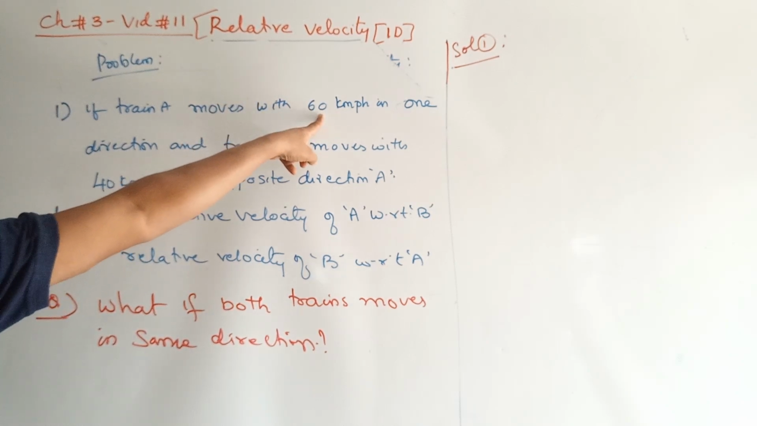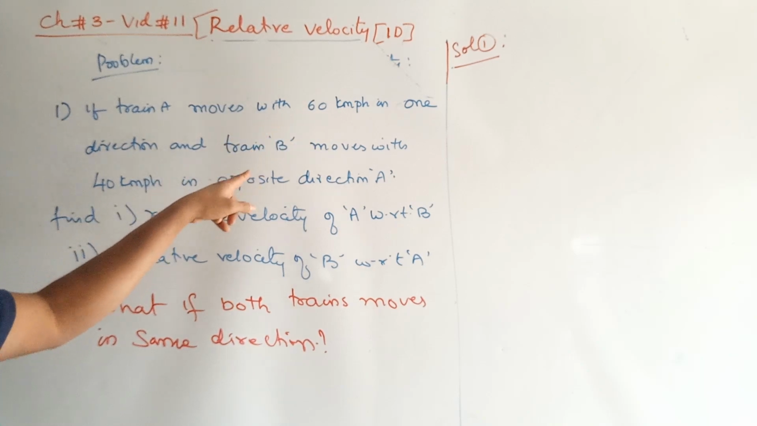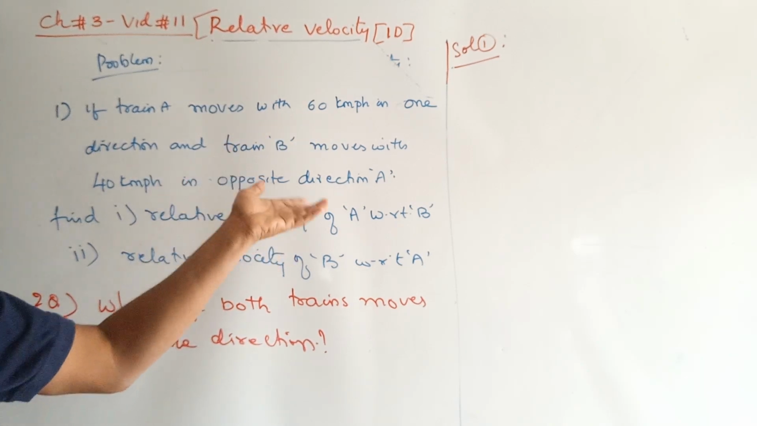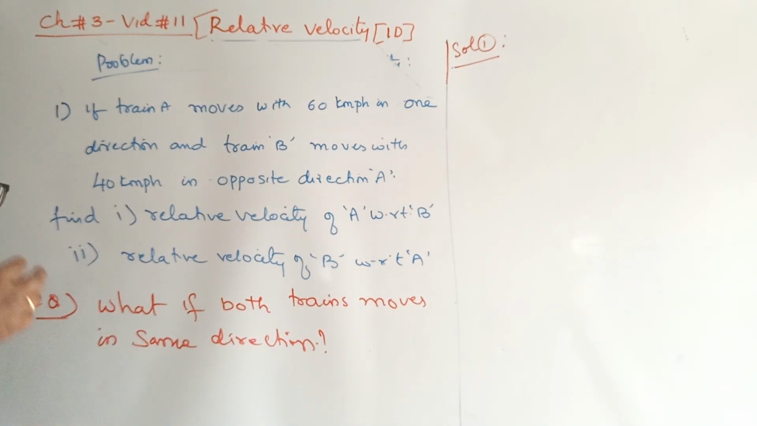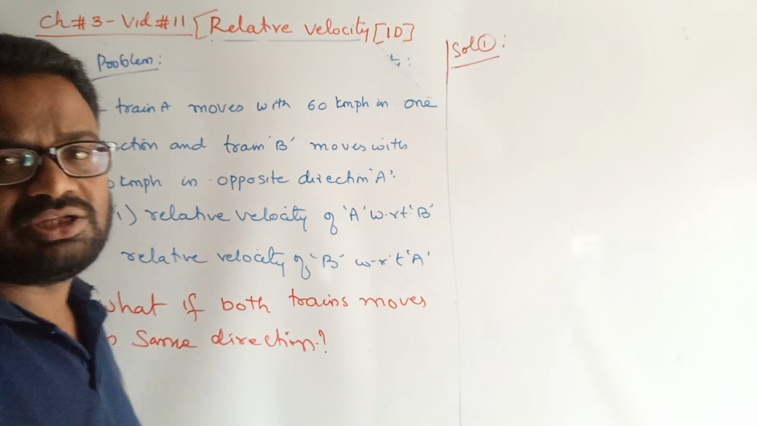One is having 60 kilometers, other is having 40 kilometers. Now you need to find velocity of one with respect to other. This is one of the simplest or practical cases that you can understand. Once we get the answer, I'll let you know what this practical experience is.